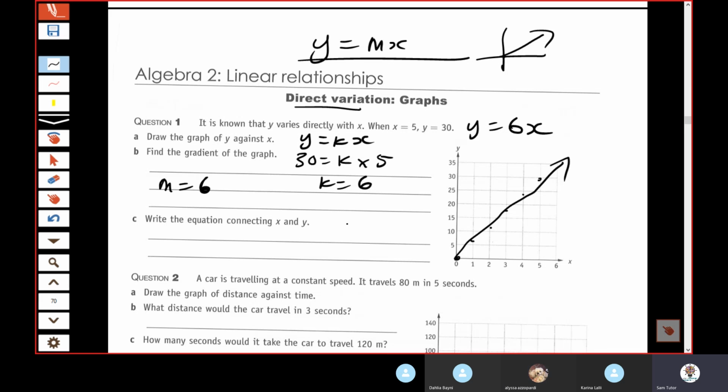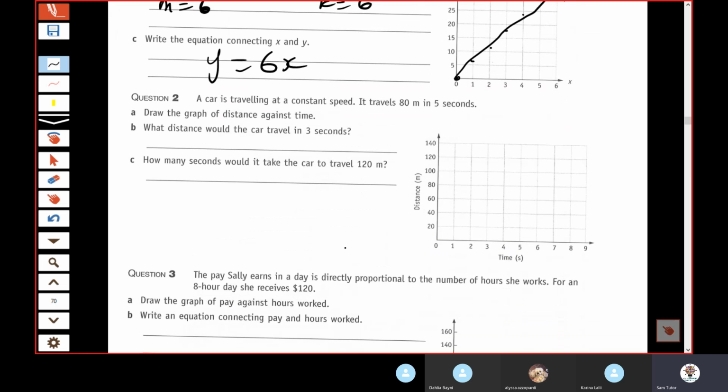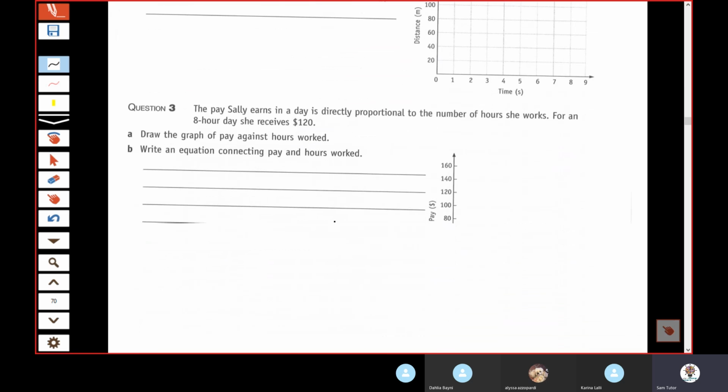Write the equation connecting x and y. We just did. So if you follow my technique, those step 1, 2, 3, you're pretty much answering all the questions they'll ever ask you for those styles of questions. Okay. And we'll just move on and try this.